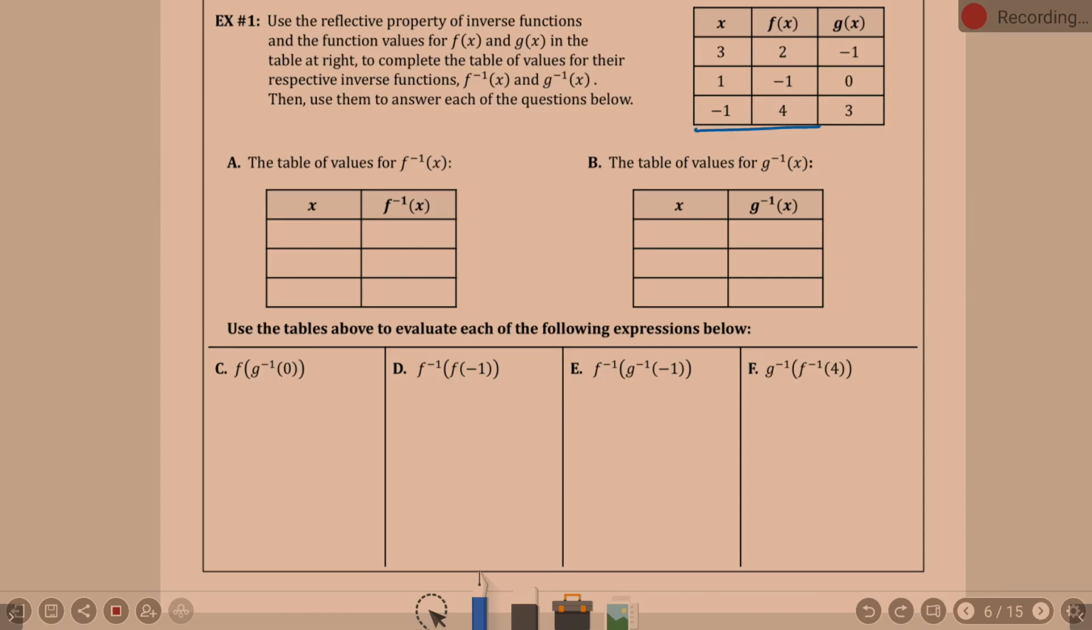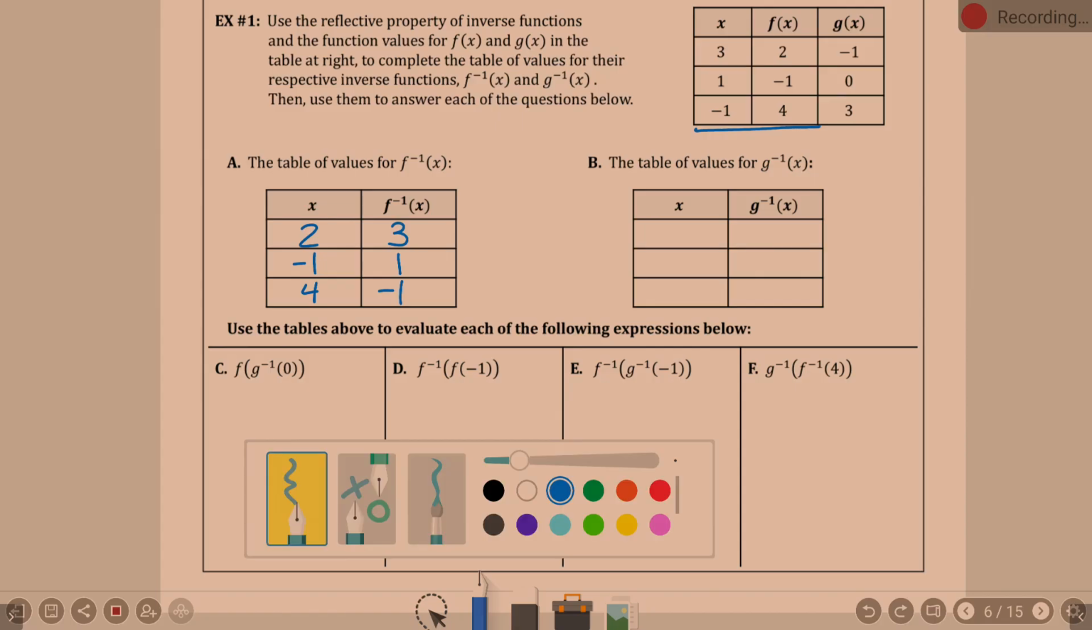When we flip that for the inverse, it becomes (2, 3). The point on f that is (1, -1) on the inverse becomes (-1, 1). Am I making sense? The point (-1, 4) becomes (4, -1). So just know if they give you f values, x and f of x, they switch and become x and f inverse. Can the same be done for g?